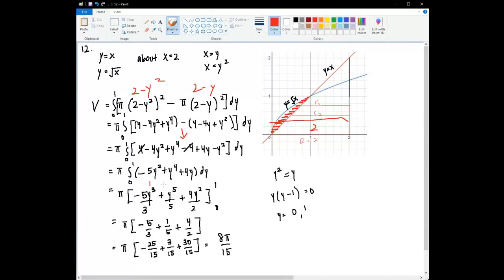So when you plug in 1, you get negative 5 over 3 plus 1 over 5 plus 4 over 2. And I set all of the fractions to common denominators. I get negative 25 over 15 plus 3 over 15 plus 30 over 15. And then I solved, and I got 8 over 15. And the answer is 8 pi over 15.